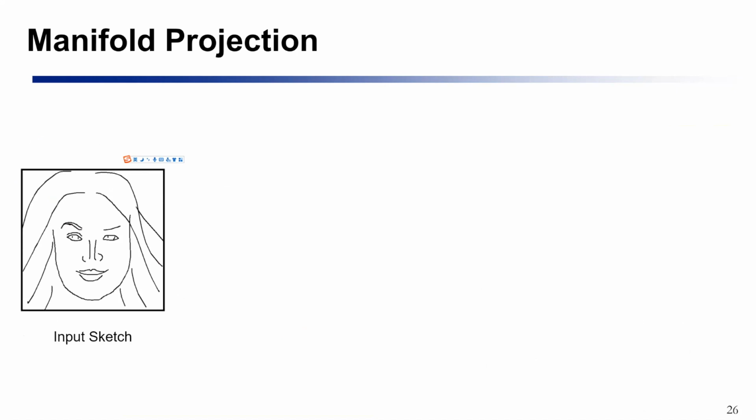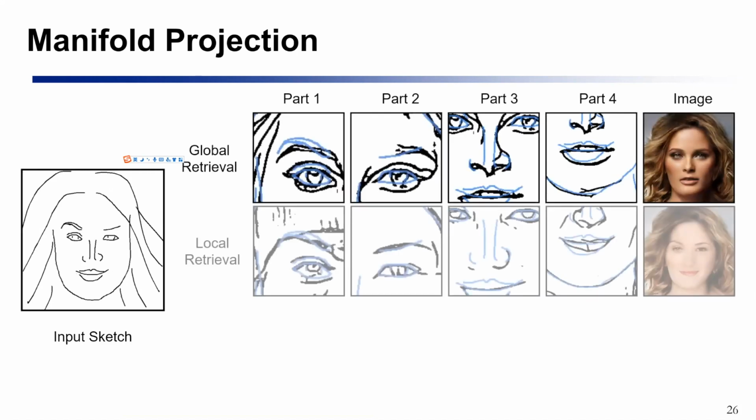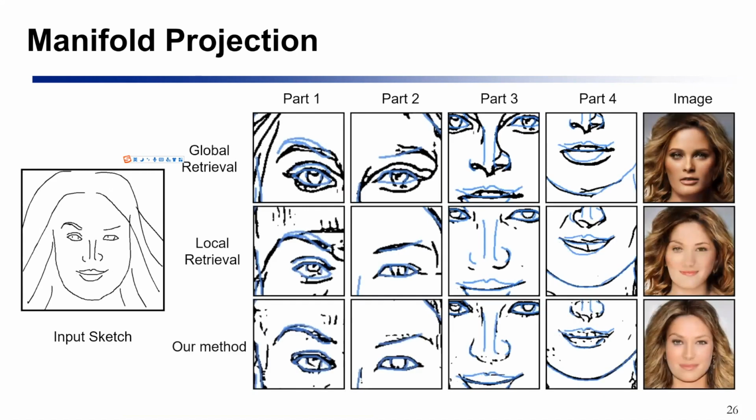We compare this method with 2 other sketch refinement methods, by globally or locally retrieving the most similar samples in the training dataset. For easy comparison, we overlay input sketches in light blue. The right column shows the corresponding synthesized results. It could be seen that the interpolated sketches almost perfectly fit the input sketches.